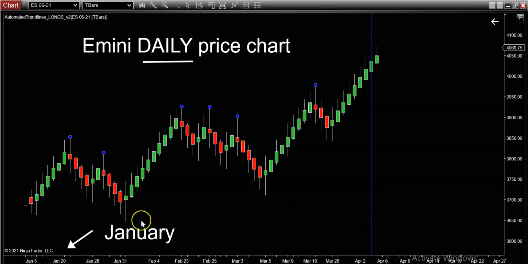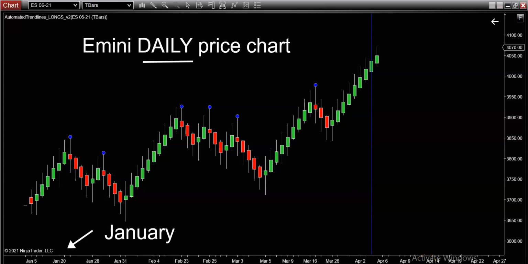Look at the x-axis, all right? End of January, the S&P was in a pretty heavy downtrend. We were at what, about 3,600 and change on the S&Ps, and look where we are today, knocking on the door of 4,100, just destroying any idiot that tried to short the market on a long-term basis, right?